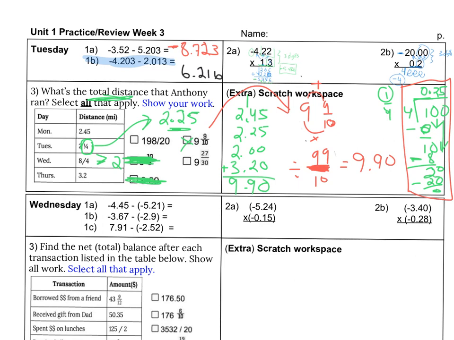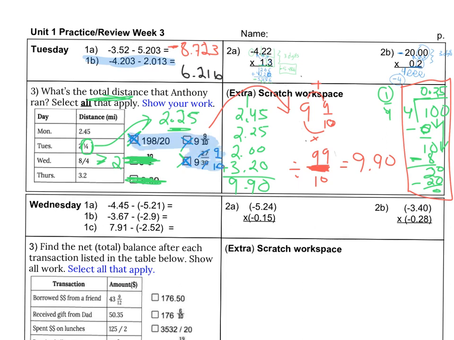Now, 27/30, if you simplify that, it turns into 9/10. So that is also one of our correct answers right there. Okay? And 198 divided by 20 is actually going to simplify down to 9 and 9/10 if you do the division and then simplify that mixed number as well. So these are your 3 answers.